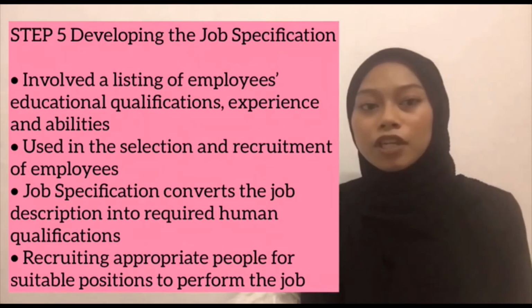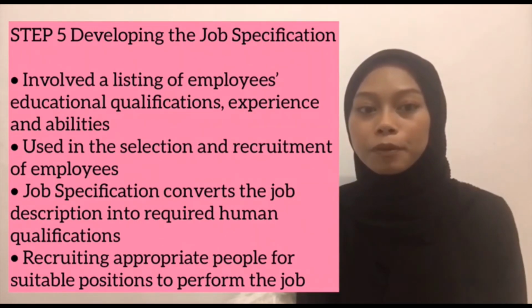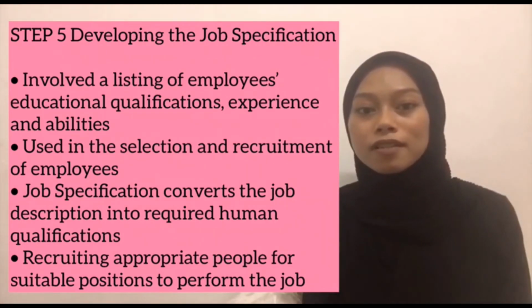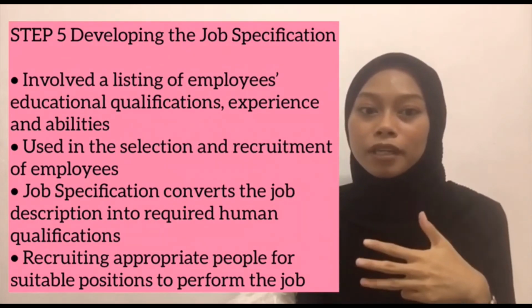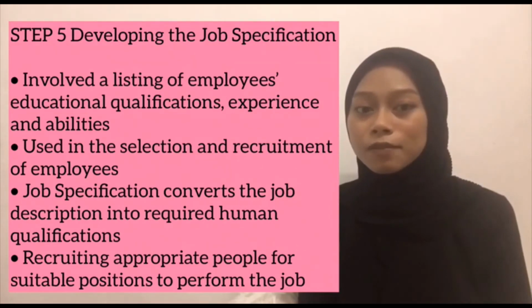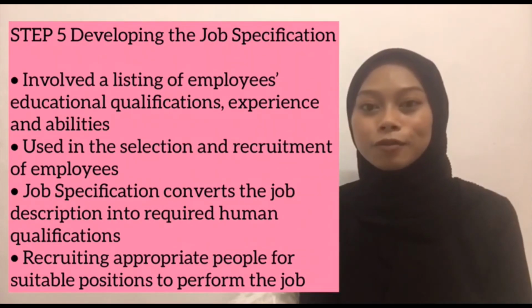Job specification converts the job description into required human qualifications, which helps in recruiting appropriate people for suitable positions to perform the job in the best possible way. In conclusion, after the five processes, there will be recruitment, selection, training, and development. So, the process of job analysis helps to define the importance of a specific job, eliminate the unneeded, and so on in human resources management. Thank you.